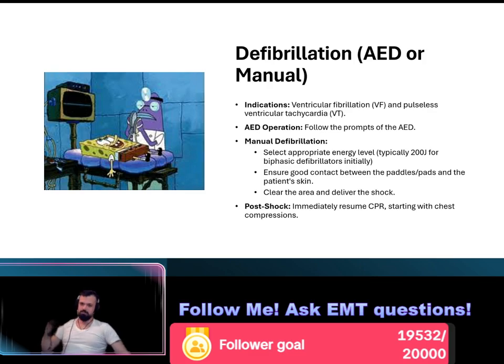You guessed it. That is an issue with electricity, which is VFib, ventricular fibrillation. Both of those rhythms are shockable.